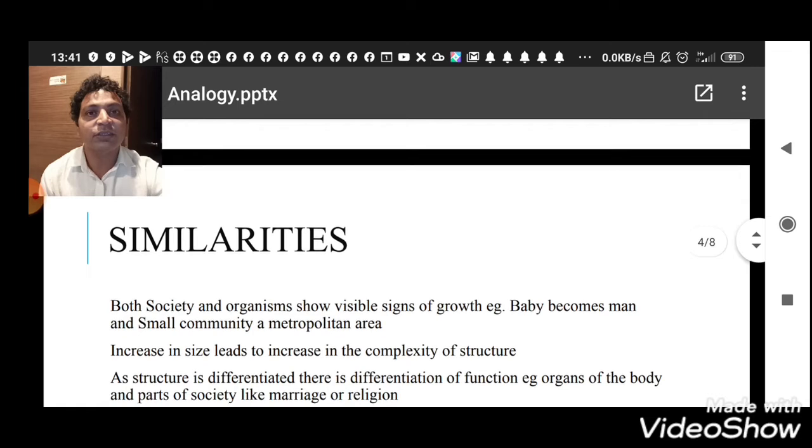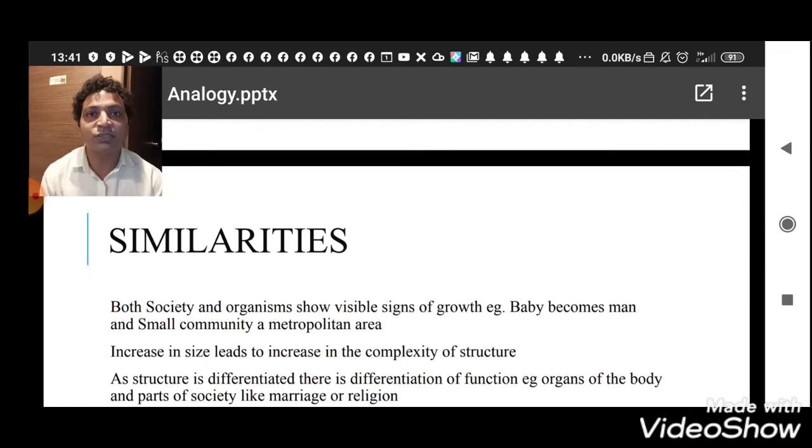So going further, we find that when he draws this analogy between society and an organism, he says that both society and an organism show visible signs of growth, like a baby becomes a man and a small community becomes a metropolitan area. For example, we would see Fatorda, which is in the locality here, has transformed from a village to becoming a small town or a city today, almost merged with Margaon, and it has undergone transformation.